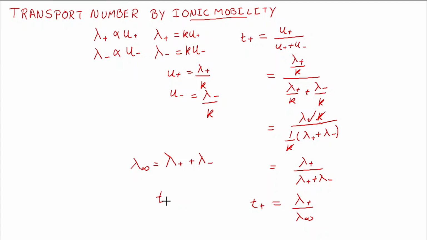Similarly, the transport number of our anion will be equal to lambda minus upon lambda infinity, or we also have the relation t plus plus t minus is equal to 1. So if the transport number of any one of the ions is known, then we could easily determine the transport number of the other ion. So this was one method which is very simple and very basic.